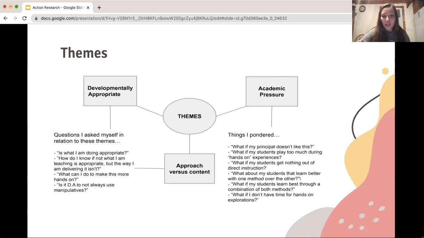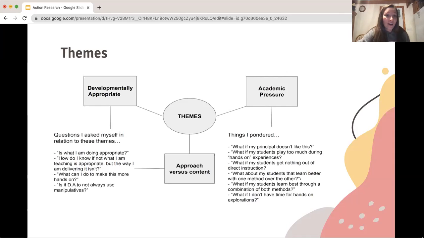So for academic pressure, these are things I pondered. What if my principal doesn't like this? Ding, ding, ding. I think this is one of the major reasons that play has left the early elementary classrooms. We are fearful of what our administrators are going to say about it. What if my students play too much during this hands-on experience? So what if I can't trust my students to use their manipulatives appropriately?